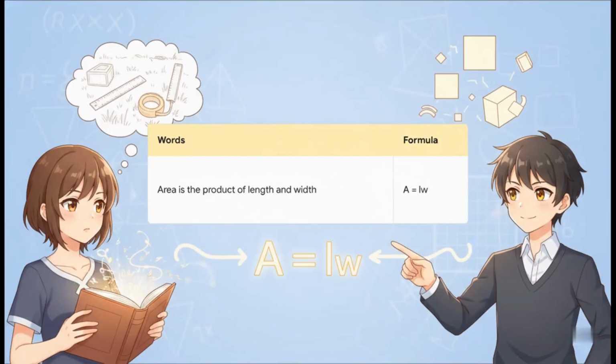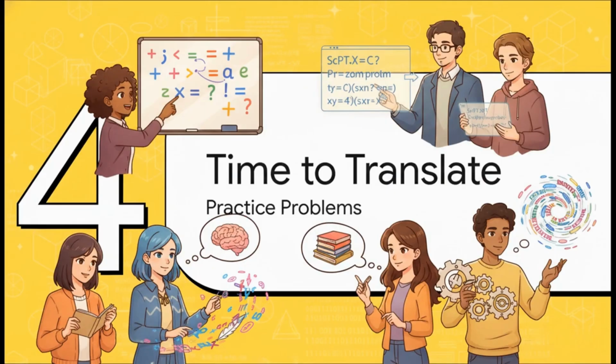And this is the translation. The verbal sentence, area is the product of length and width, becomes the formula A equals LW. A for area, L for length, and W for width. See that? It's a perfect, direct translation from words to symbols. So simple. Okay, now that you've seen it in action, let's build up some muscle memory. We're going to do a few quick reps with examples straight from our source text. I'll give you the sentence, and we'll translate it into a formula together.